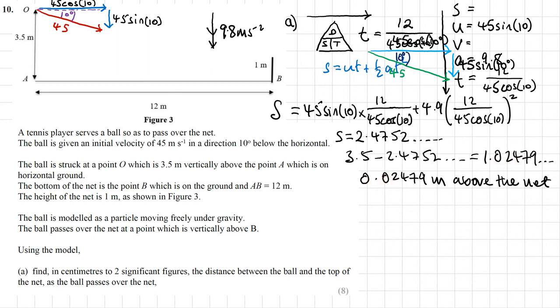I need to convert that to centimeters, which means that I need to times it by 100. That will give me 2.479 centimeters. Now it says that we need to give our answer to 2 significant figures, so that will be 2.5 centimeters above the net. So that's a pretty good hit of this tennis player. If they can hit a ball and it just flies over the net at 2.5 centimeters above the net, that's pretty good.